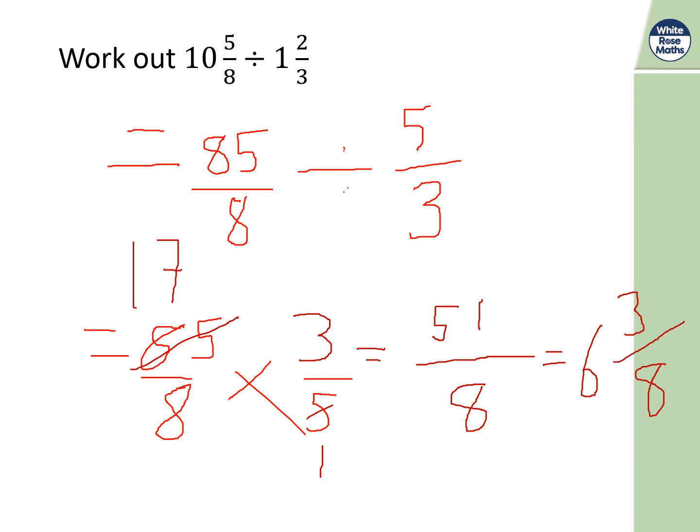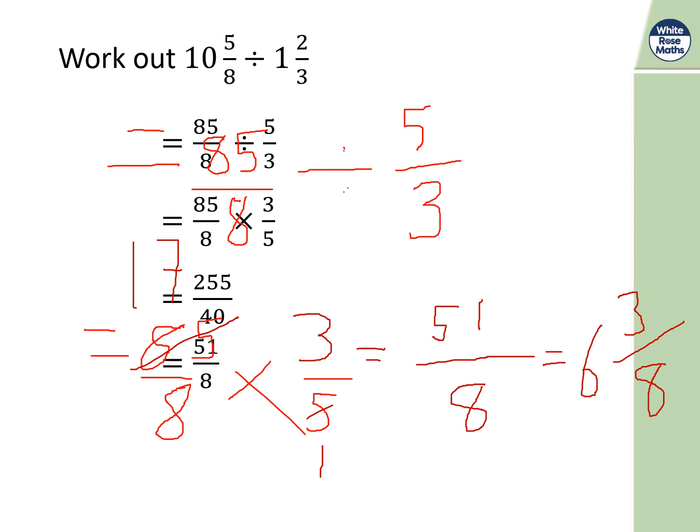Okay, for that one. Okay, so that's my answer for that question, guys. Okay, and here is the White Rose Maths answer. Okay, they worked it out, and then they simplified. You got the answer of 6 3/8. Okay. Right, guys, that's the end of today's video on multiplying and dividing fractions involving mixed numbers.